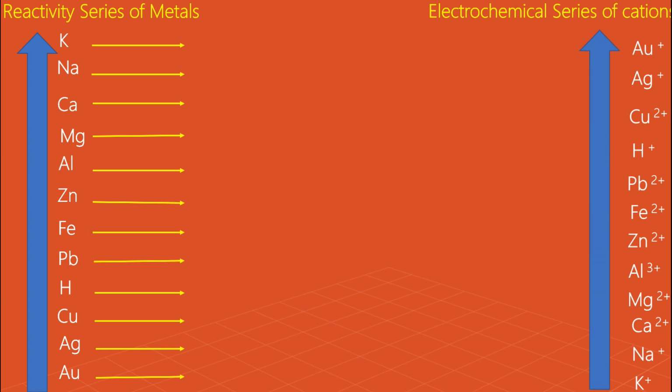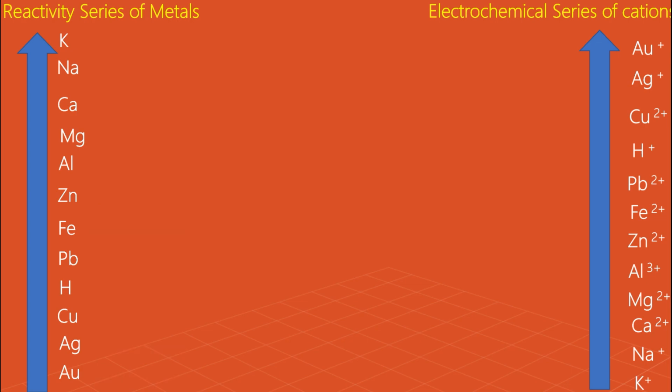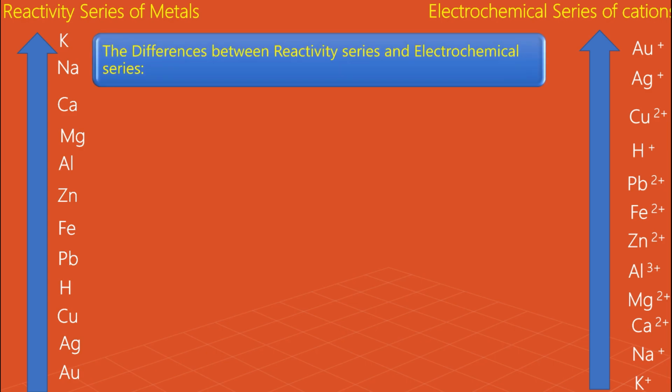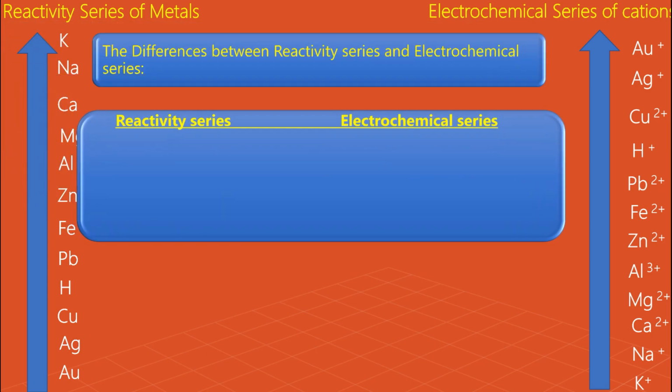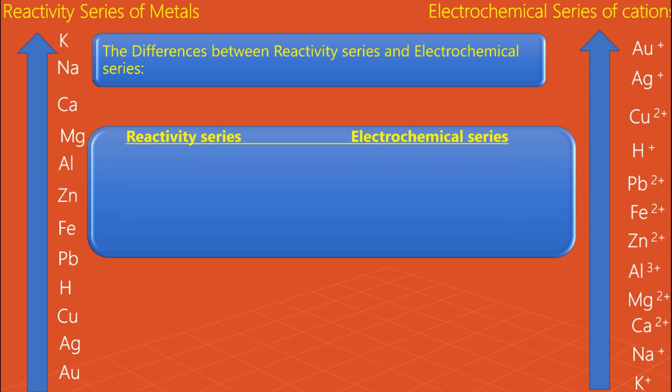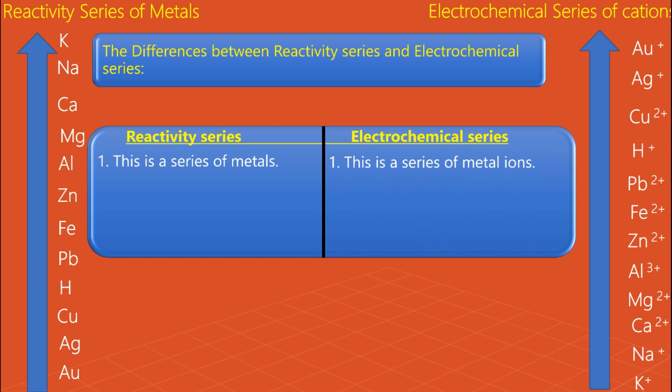This is actually another series, we call this the electrochemical series. In this series potassium ion comes last and gold ion comes first. In terms of gaining electrons, gold ion is the first and potassium ion is the last. But when you had the metals, potassium was the first, because that was the tendency of losing electron. Now you see here the differences between reactivity series and electrochemical series.